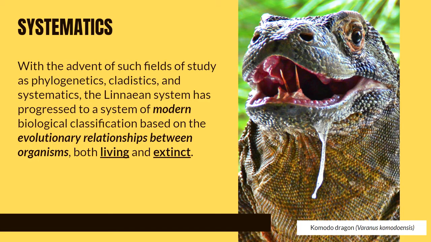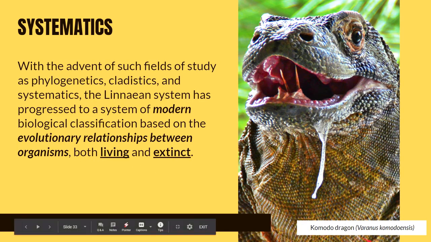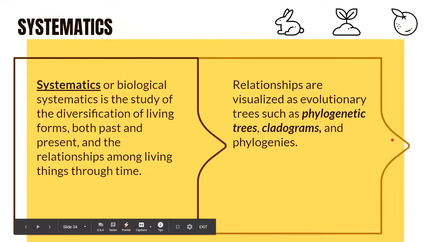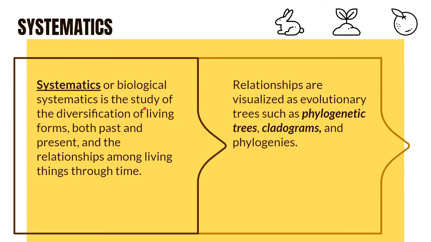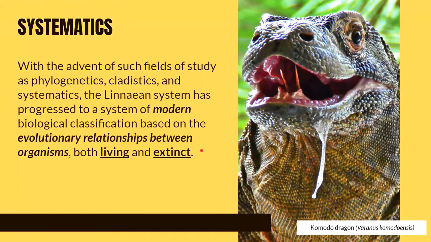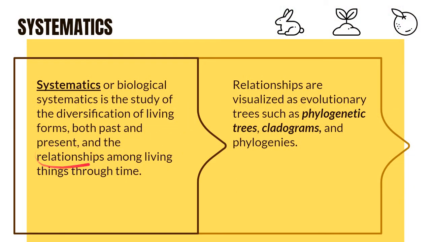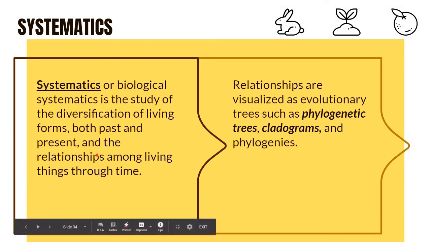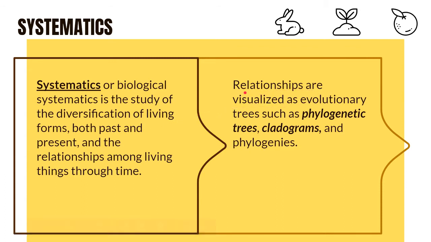And this is an image of my favorite reptile, the Komodo dragon, with the scientific name Varanus komodoensis. Again, italicized when encoded, capital letter for the genus name, then small letter for the second part of the name. Biological systematics is the study of the diversification of living forms, both past and present, and the evolutionary relationships among living things through time. Here, we visualize these relationships using phylogenetic trees, cladograms, and phylogenies. So here, we will look into phylogenetic trees and cladograms.